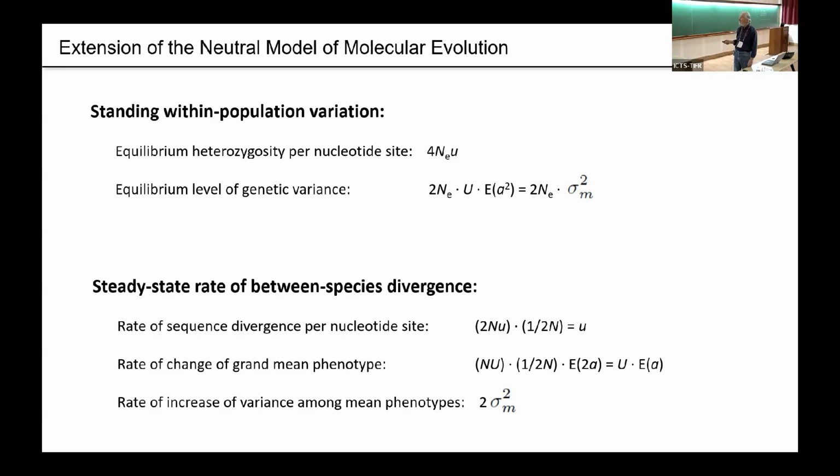And then finally, we like to think about the rate of increase in the variance among lines, because even if on average they're moving directionally, they can be spreading out over time due to different ones picking up different mutational effects. And that's just twice the mutational variance. So that's the rate of divergence, the rate at which line mean phenotypes diverge over time. Okay?